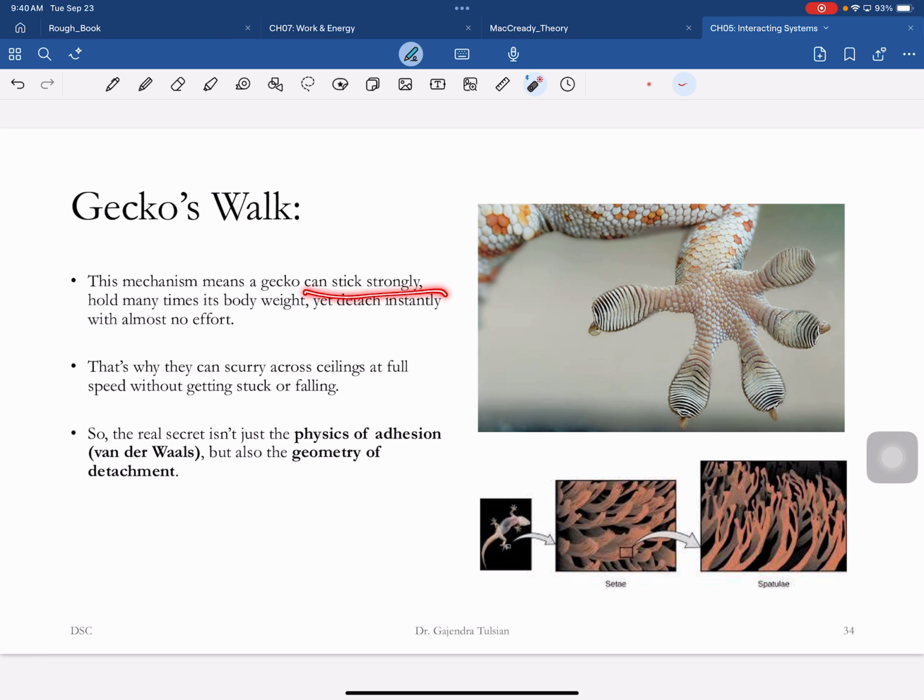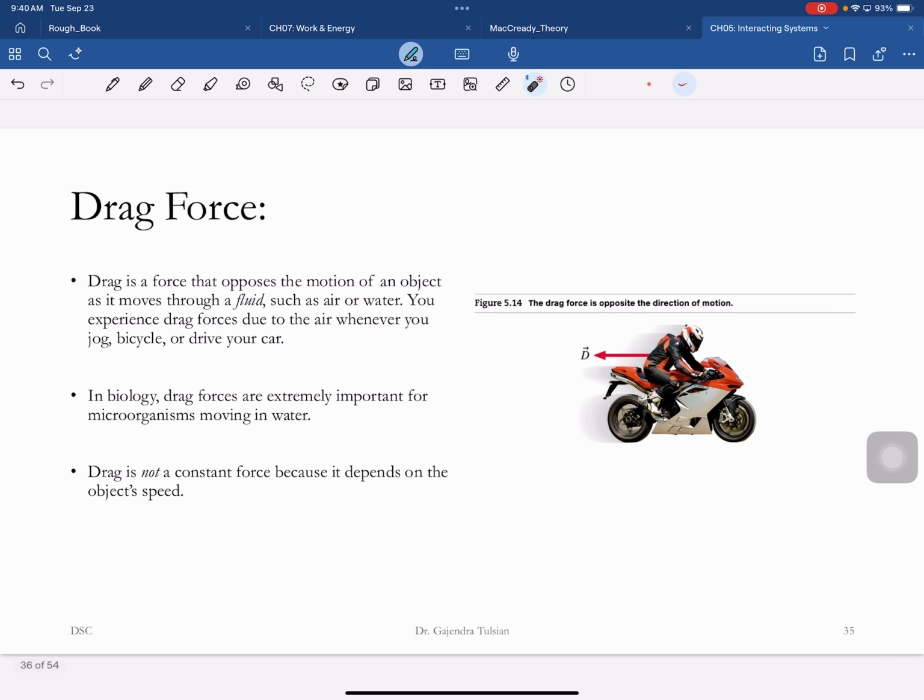So this mechanism allows geckos to stick strongly, holding many times their body weight. And they can detach instantly, almost with no effort. So they can scurry along ceilings. So what goes in here is the physics of adhesion, but also the geometry of detachment. You have to understand that to understand the walk of the gecko. And so the critical angle is 30 degrees. When the spatulae are inclined at an angle of 30 degrees to a surface, they're no longer clinging to that surface.